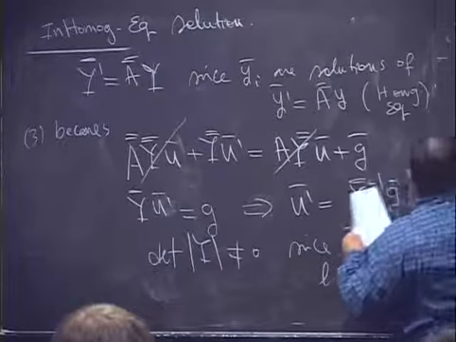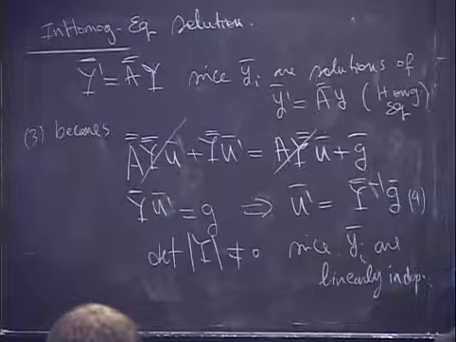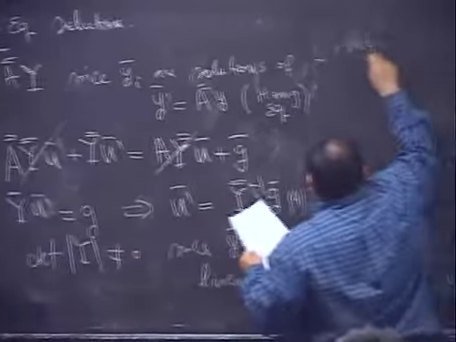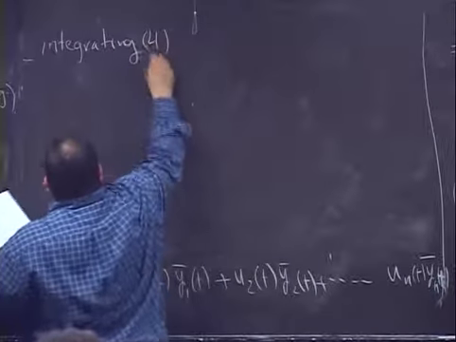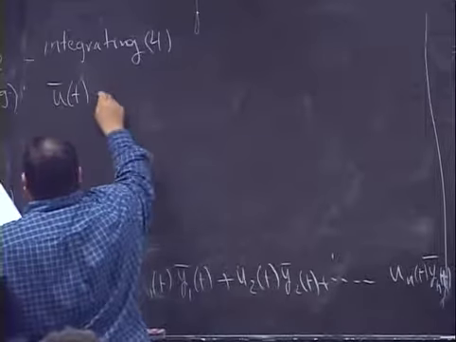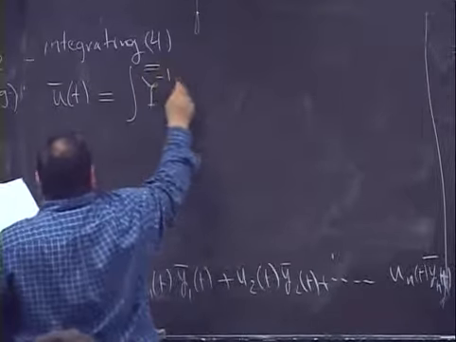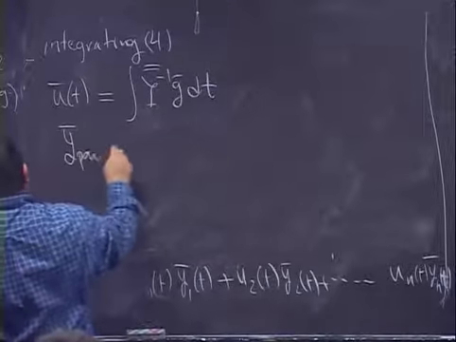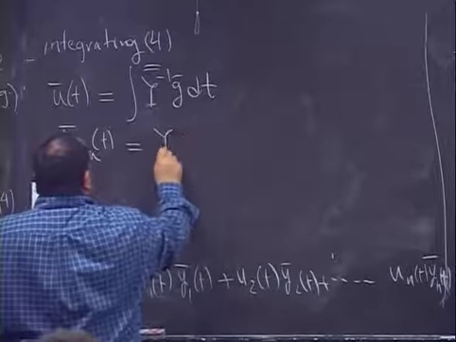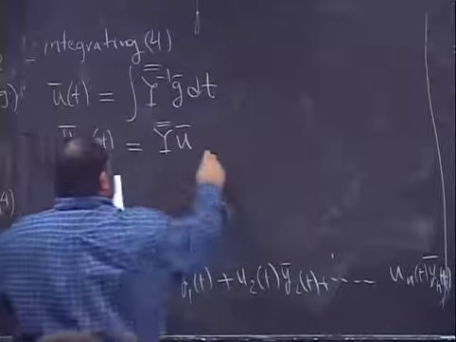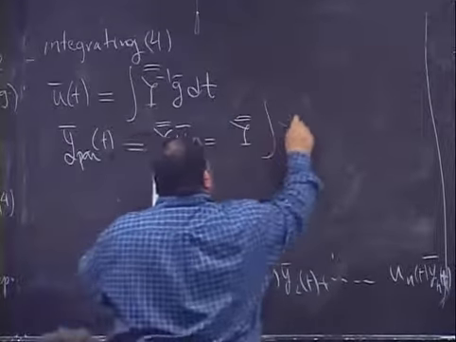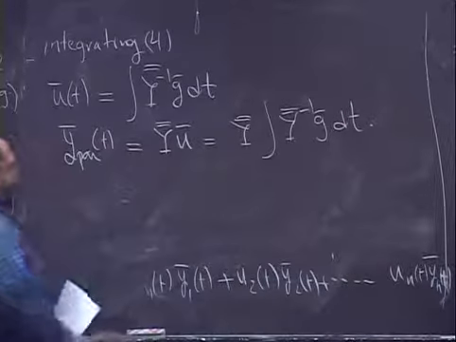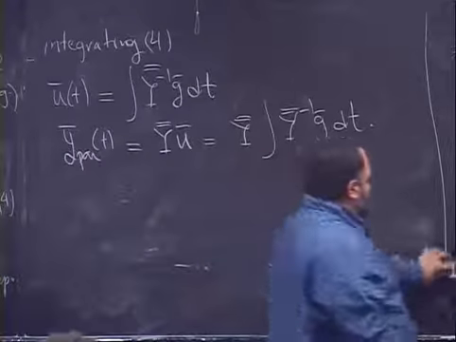So you will integrate equation number 4, and then you will get the vector u of t equal to the integral of Y minus 1 G dt, and the particular solution will be just this. Okay, guys, do you have any questions so far?